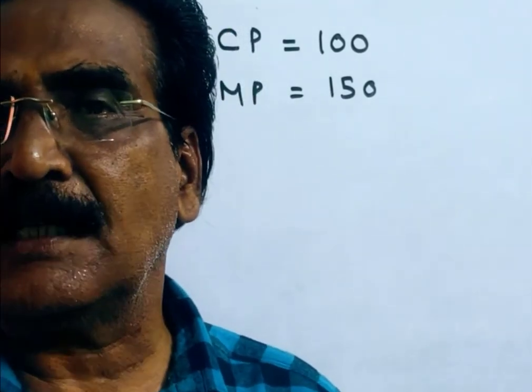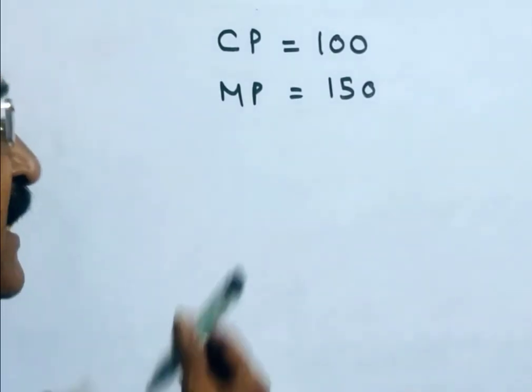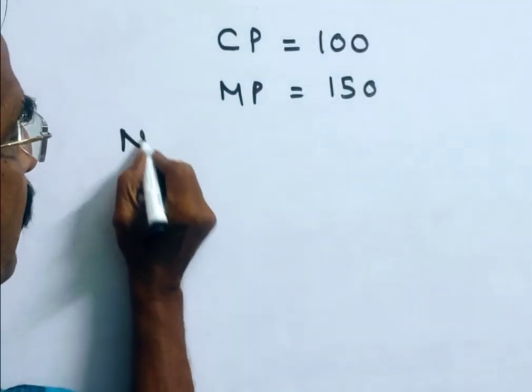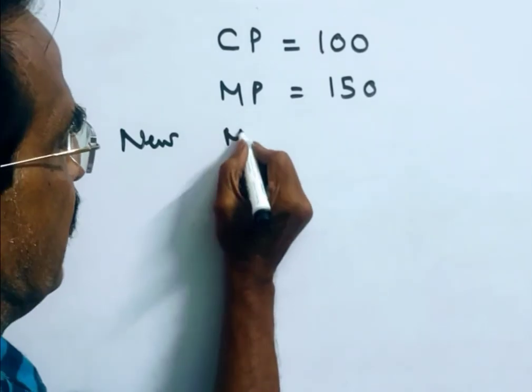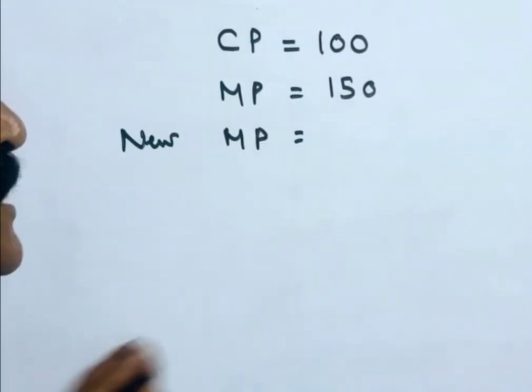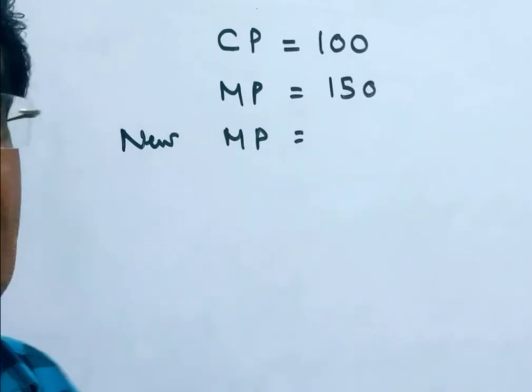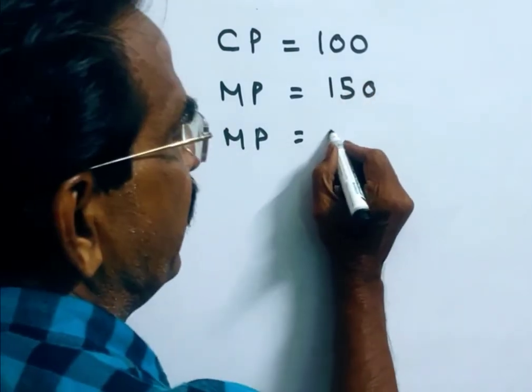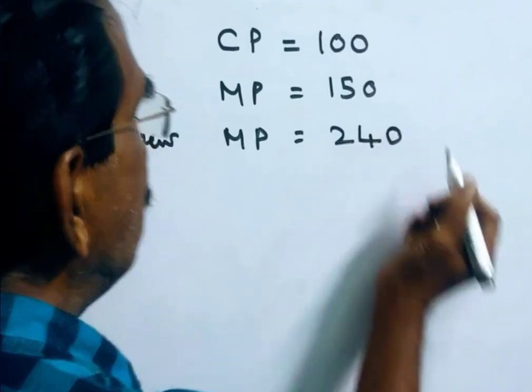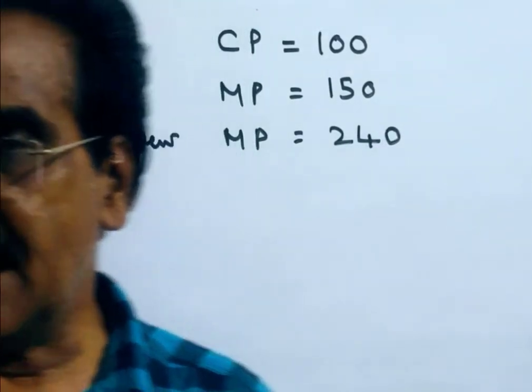Friends, now the salesman, in order to boost the sales of his articles, increased the market price by 60%. Then the new market price will be 60% increased. 60% of 150 means 90. 90 plus 150 is 240. So this is the new market price.